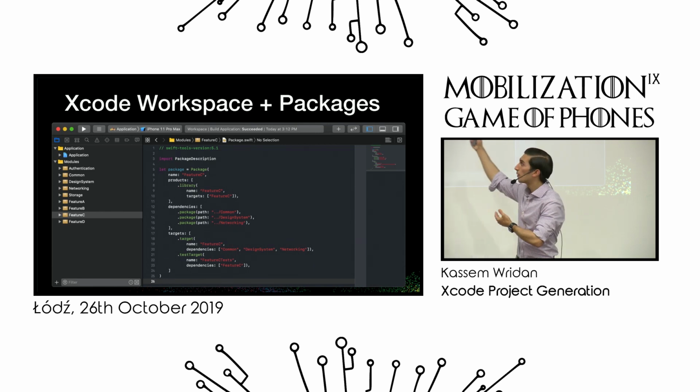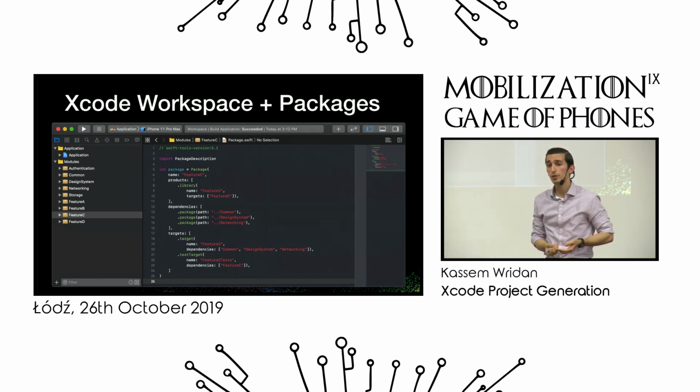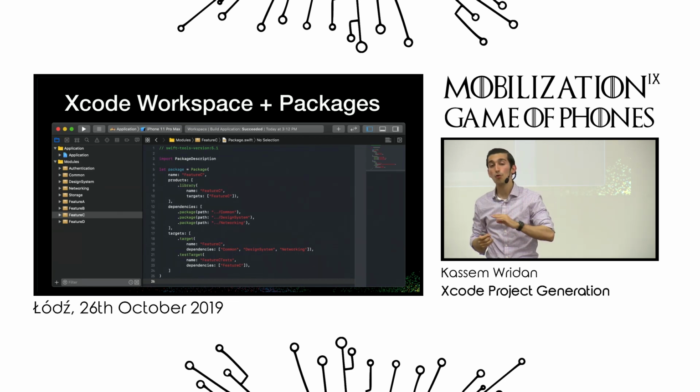You define its name, the dependencies it has, and where they live. So for example, here, the dependencies of feature C are common, design system, and networking. And this is where they live on disk. And the cool thing is, with Xcode 11, you don't need to actually generate projects for these at all. Xcode is happy to just open them up without any project, and that's the best form of project generation, the one you don't even need.